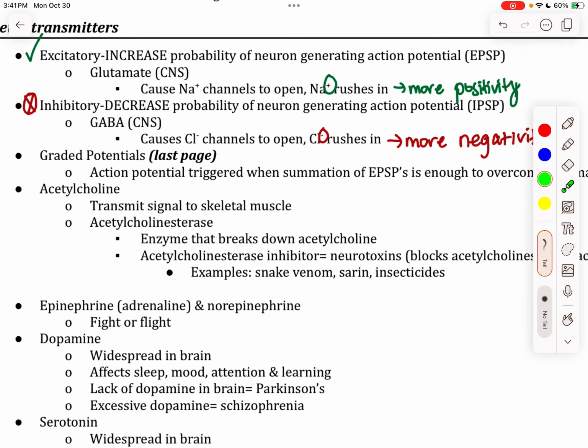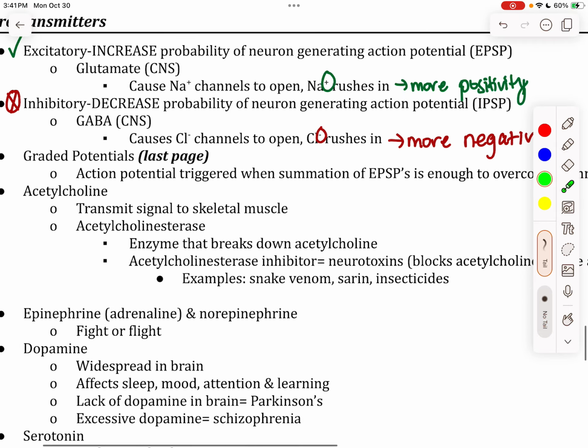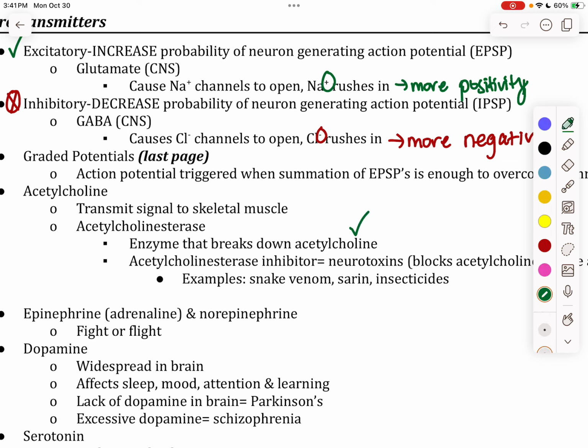Acetylcholine is a type of neurotransmitter. I want you to know that it's the one that stimulates skeletal muscles. So you have an enzyme called acetylcholinesterase. It ends in ACE, so it's an enzyme that breaks down acetylcholine, which is a good thing, because then it is used, and so on and so forth.